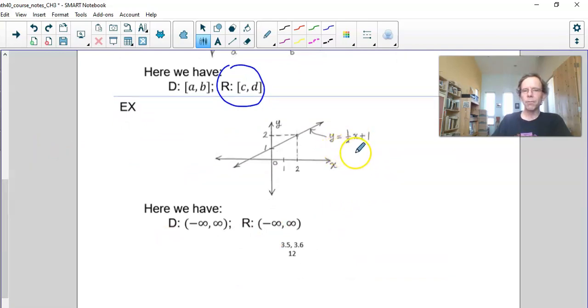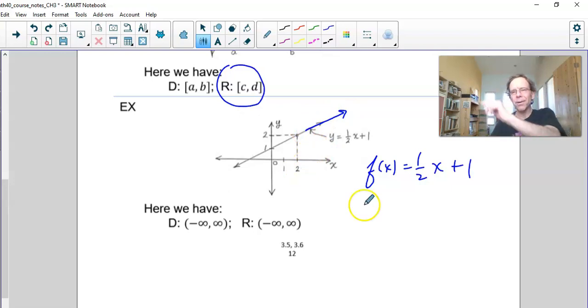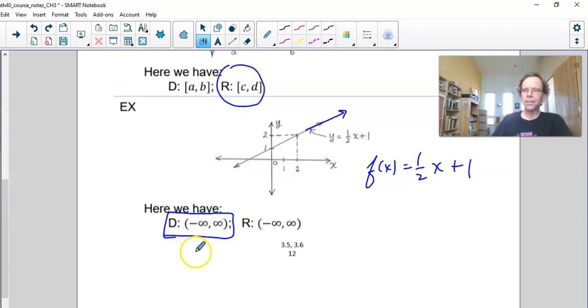This is the line y equals 1/2 x plus 1. It's a function. I could write it as f of x equals 1/2 x plus 1. But the interesting thing is it goes forever and ever to the right, and it goes forever up to the right. And on the other side, it goes to the left forever, and it goes down forever. So I hope it's clear that the domain is all the real numbers, negative infinity to infinity. And the range is also all real numbers, negative infinity to infinity.